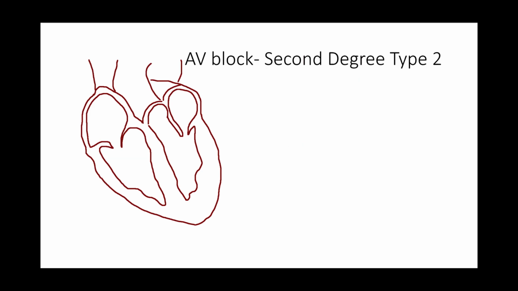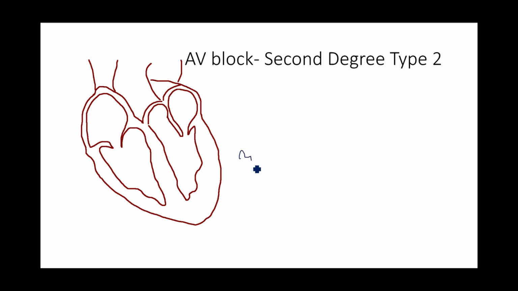What about a second degree type 2? In this case, we do have P waves that conduct to form QRS complexes and other P waves that don't conduct and don't form QRS complexes because of AV dissociation. But unlike the second degree type 1, there is no regularity to this pattern. It would look something like this.